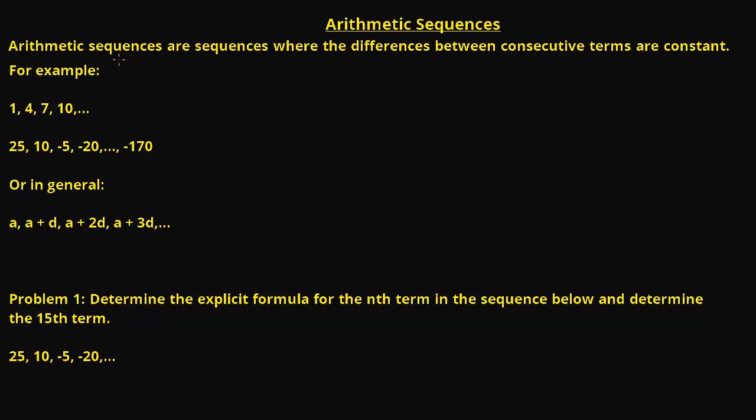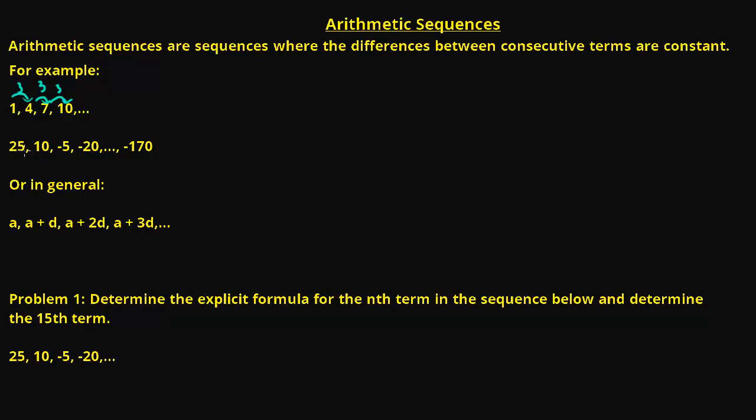Arithmetic sequences are sequences where the differences between consecutive terms are constant. So, for example, if we have the sequence 1, 4, 7, 10, notice that all of these terms have this common difference. The difference between the first and the second term is 3. The difference between the second and the third term is 3. And the difference between the third and the fourth term is 3.